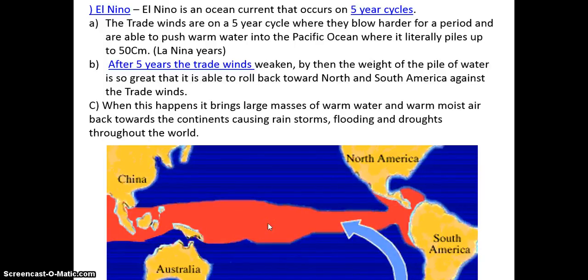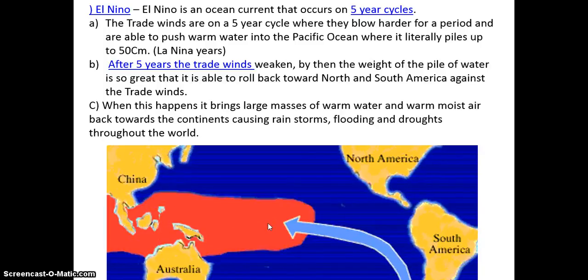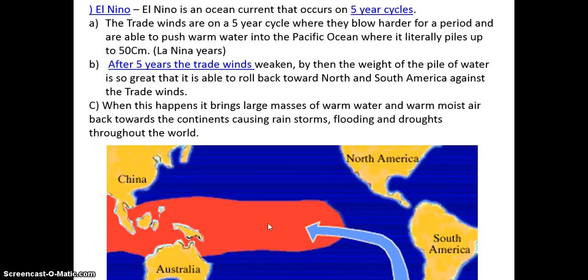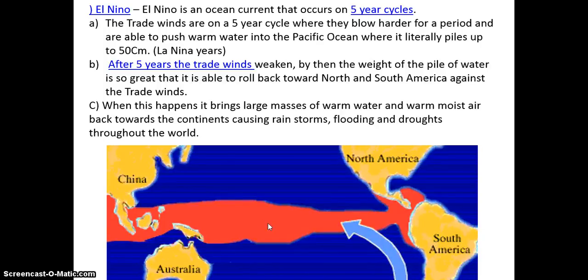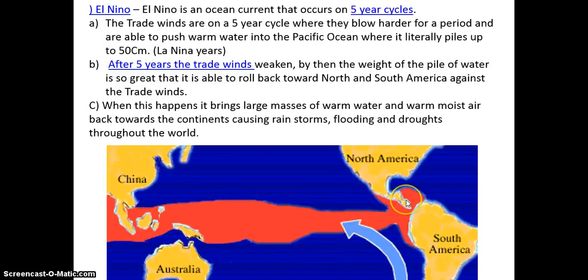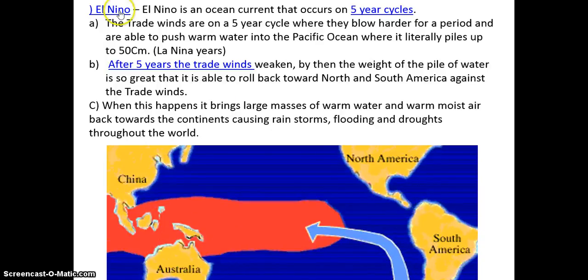What will happen then is for 5 years the wind blows really hard in that direction, and on the 5th year so much water is pushed back that the wind can't hold it any longer, and all that warm water rolls back towards the United States. When it does, we get a lot of rain and flooding, and sometimes we get a lot of record snow.